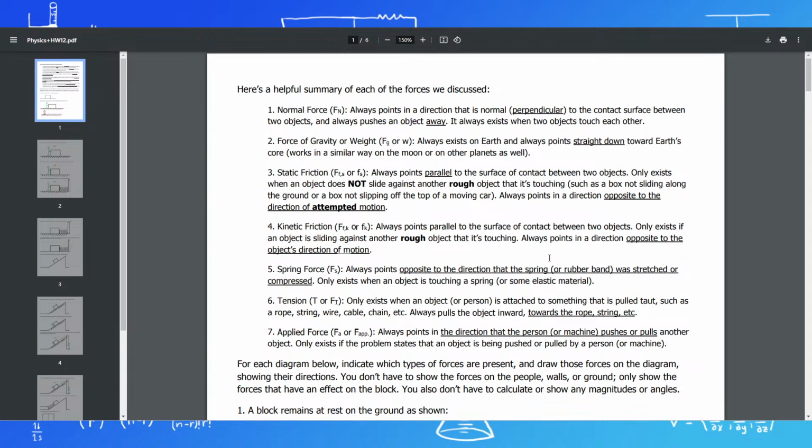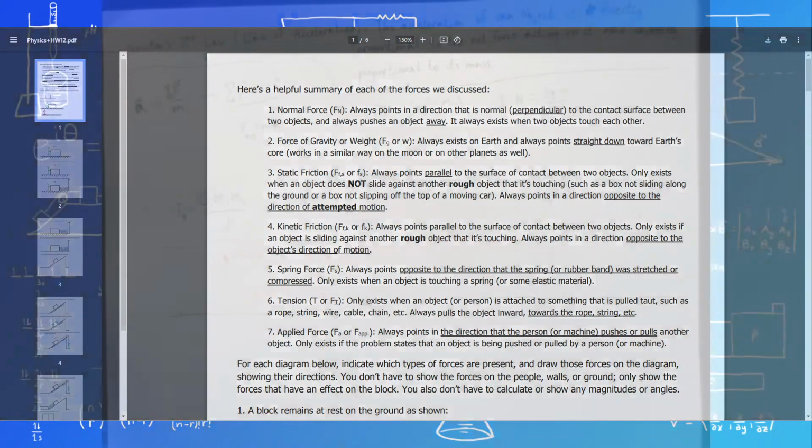Okay, was there anything else I wanted to add here before looking at the exercises? Let me think. I guess I want to really quickly just draw.